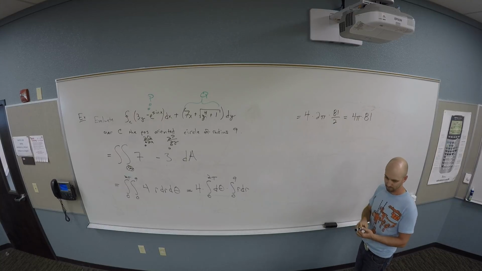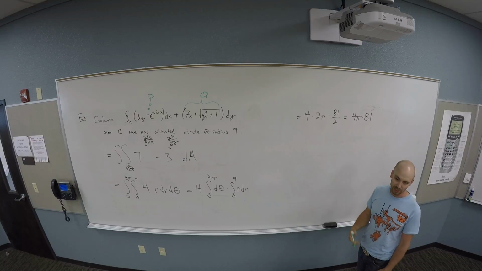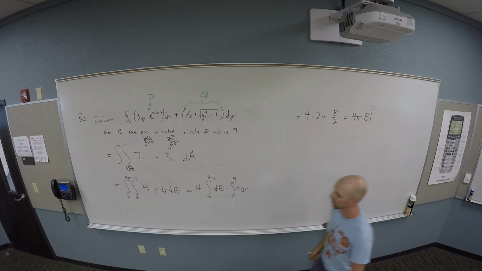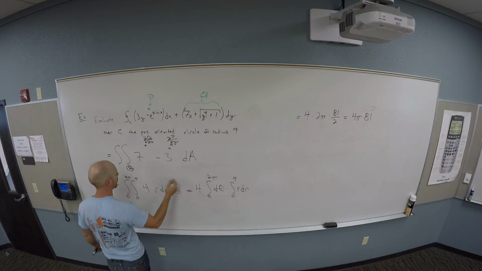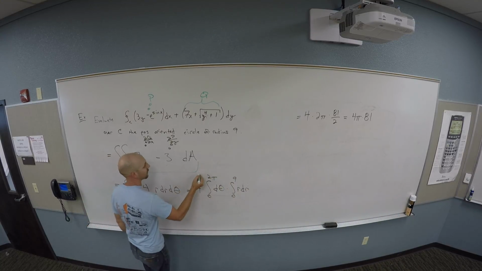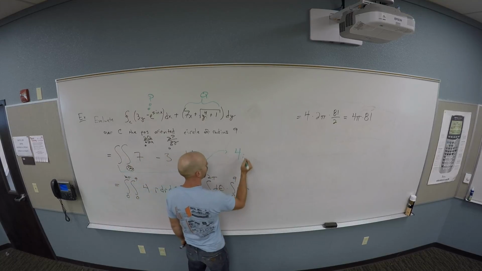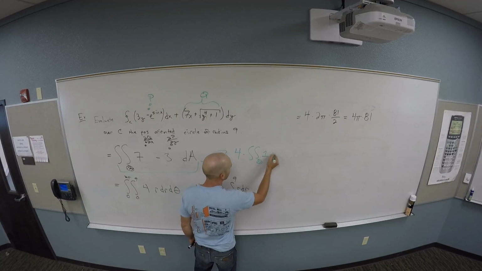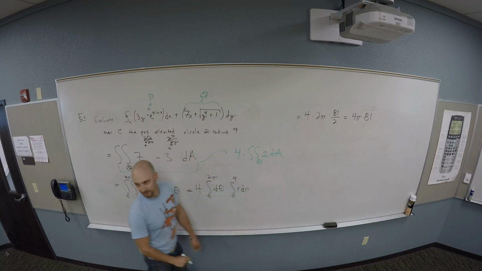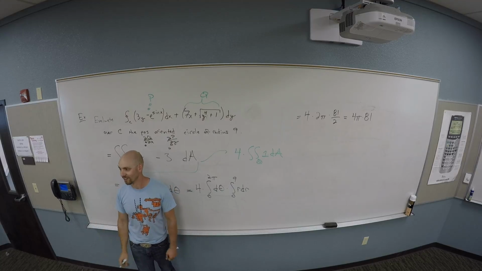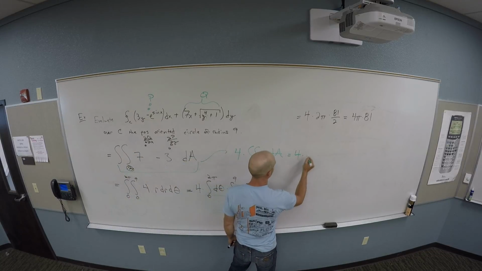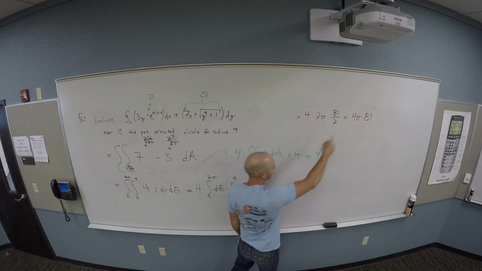You might notice, I could have noticed something a while ago. I just did all this integration, but right here, this was 4 times the double integral over a disk of 1 dA. That's going to give you the area of the circle. So I get 4 times pi times 9 squared.